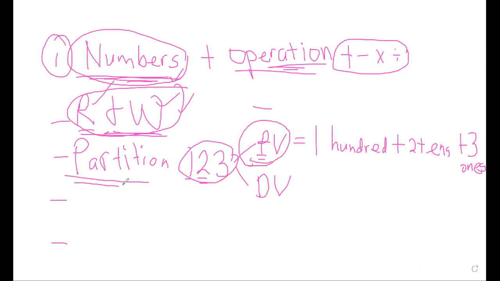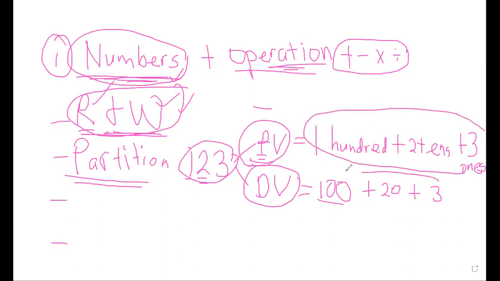You can also partition or break the number according to digit value. And what is that? That is you write the whole digit out. 100 means 100. Plus 2 tens means 20. You put in all the zeros. Plus 3 ones means 3. I'm very sure you remember doing this. Yes or not? In Standard 4, you partition. So Standard 5 also you will do this, but with a bigger number. Yes, of course you remember.